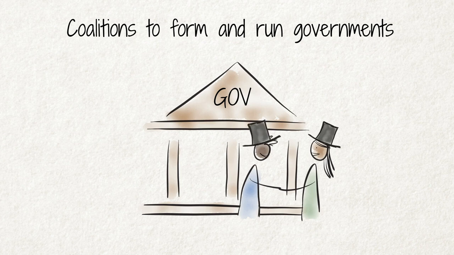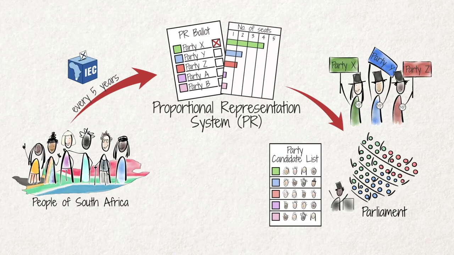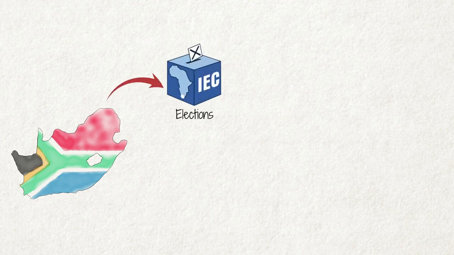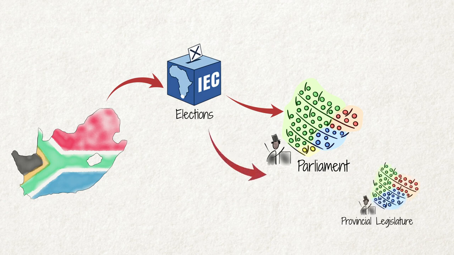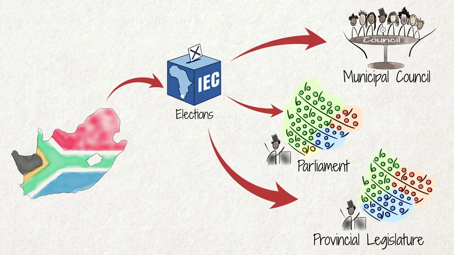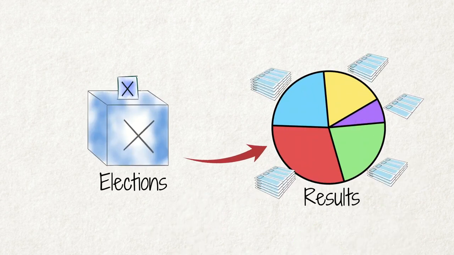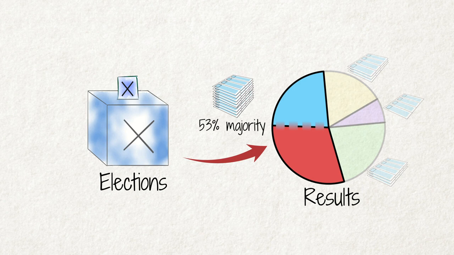There are two reasons why these coalitions are important. The first has to do with the way MPs, MPLs, and councillors are elected. We explain the election of public representatives in more detail in our Civics Academy videos. How does the electoral system work? And what is an MP? In South Africa, elections always result in multiple parties being represented in Parliament, a provincial legislature, or a municipal council. But if no party has more than 50% of the seats, two or more of them will have to join forces in order to achieve a majority.